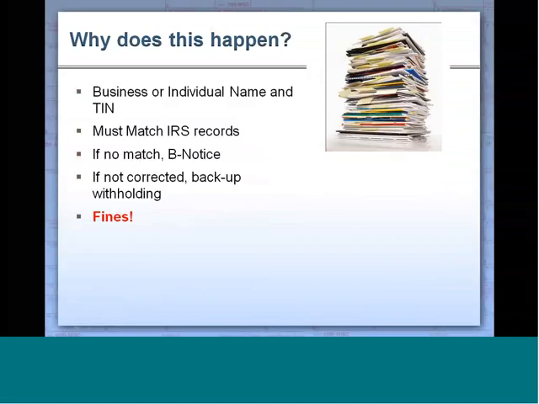The IRS has a record of every business or individual taxpayer, and they are identified by their name and their tax identification number. When you create 1099s and file with the IRS, they expect that you are using the name and tax ID that the IRS has on file. If they receive a record where it does not match, the IRS will send you a B notice. And if you can't obtain the correct information in time, you must begin backup withholding. Or worse, you could end up being fined.